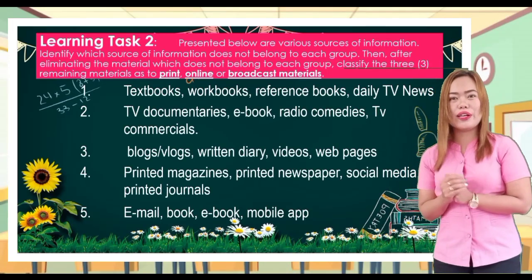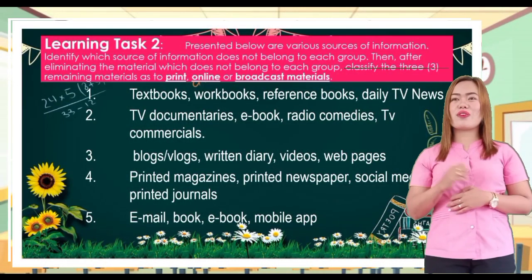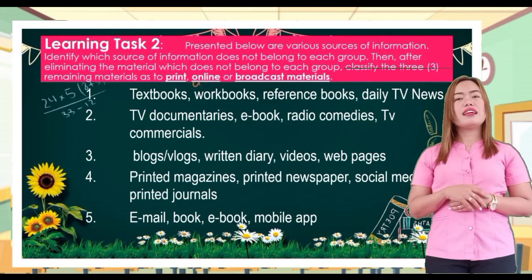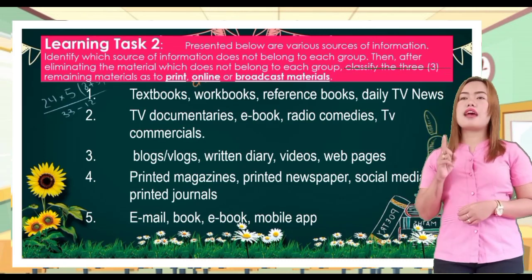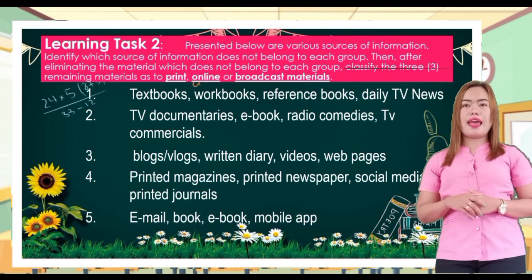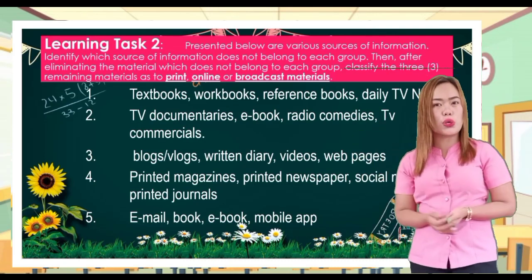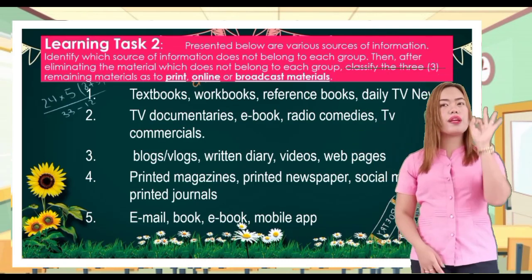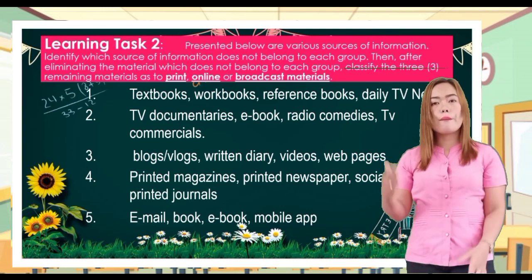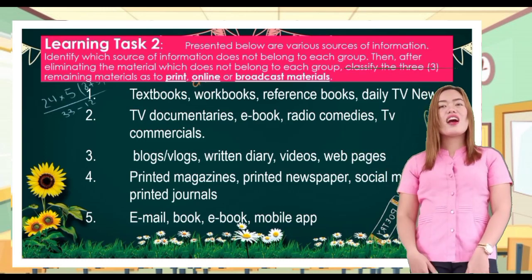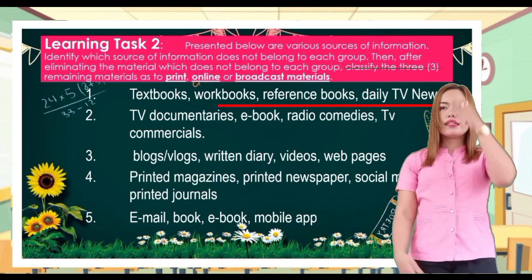Let's now proceed to our learning task 2. Presented below are various sources of information. Now, identify which source of information does not belong to each group. Then, after eliminating the material which does not belong to each group, classify the three remaining materials as to print, broadcast, and online materials.